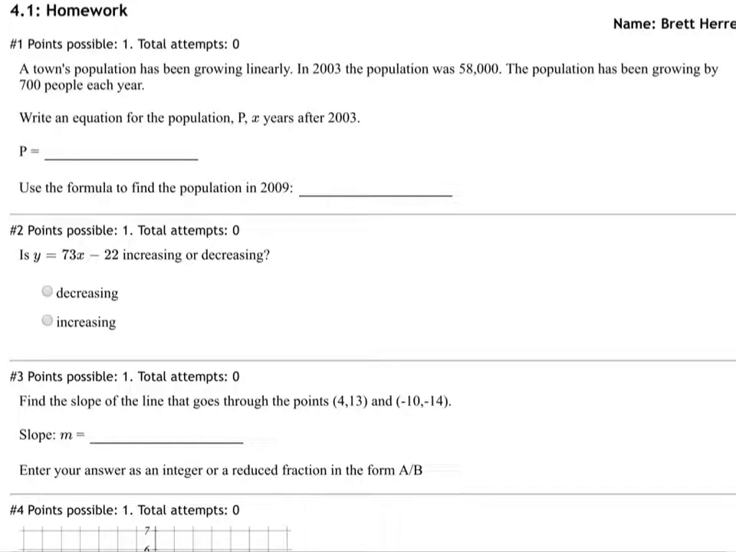Here we go. 4.1. A town's population has been growing linearly. Now, what does that mean? Let's stop right on that word for a second, because that's what this whole chapter is about. 4.1 and 4.2, all of chapter 4, is about linear functions. What word is in there? Line. That means if you graphed it, it's going to be a straight line.